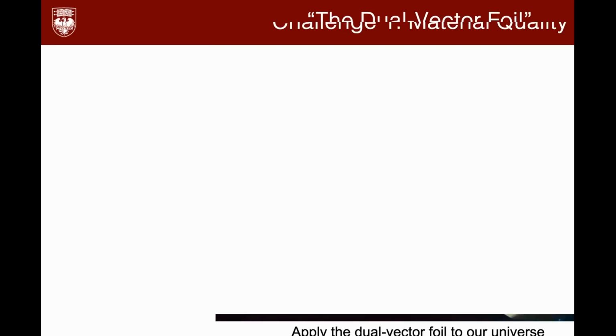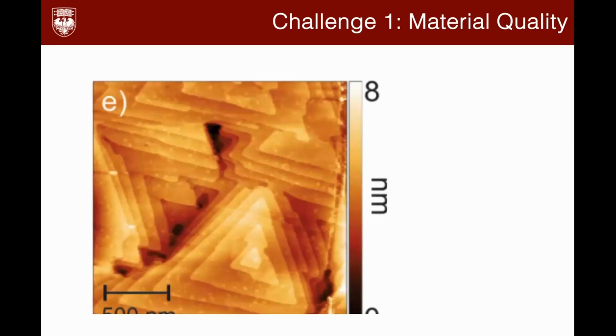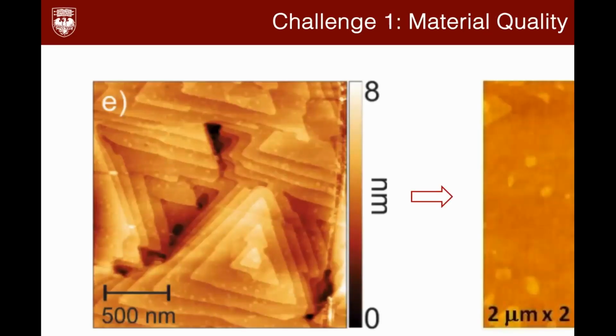So the first challenge is material quality. For this talk, I'm going to be focusing on material epitaxial growth. This is a little different from mechanical exfoliation from 3D materials. So let me show you some pictures. Here I'm showing you two atomic force microscopy pictures taken on bismuth telluride, one of the iconic topological insulators, and some variations of bismuth telluride.